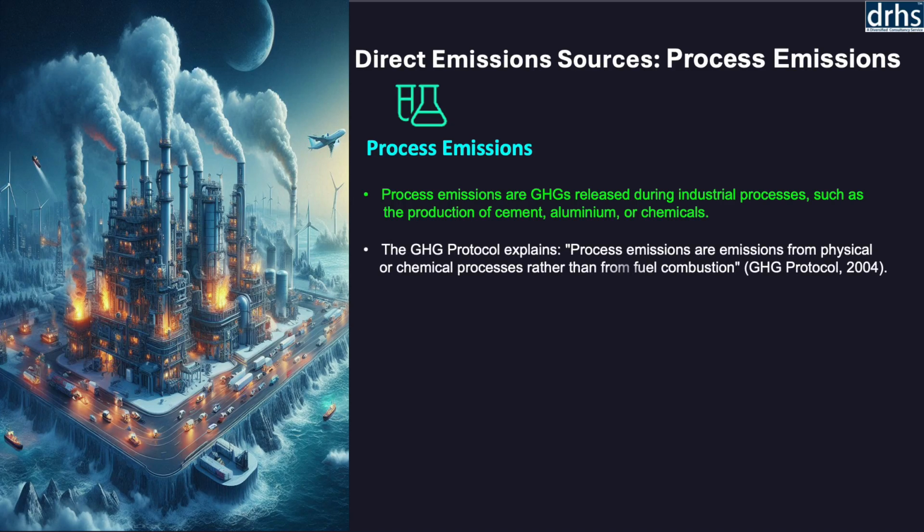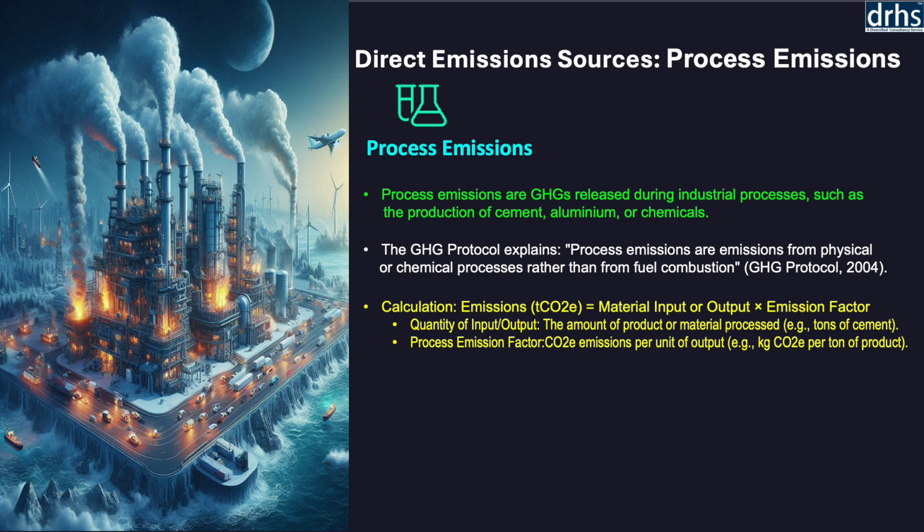These emissions are intrinsic to the manufacturing process and can be reduced through technological advancement or process modifications. The greenhouse gas protocol explained that the process emission are emission from physical or chemical process rather than from fuel combustion. These emissions result from the physical or chemical processes other than the combustion, such as cement production, chemical manufacturing, or metal smelting. The general formula for calculating emission from process combustion is the quantity of material processed, either as input or output, multiplied by the process emission factor.